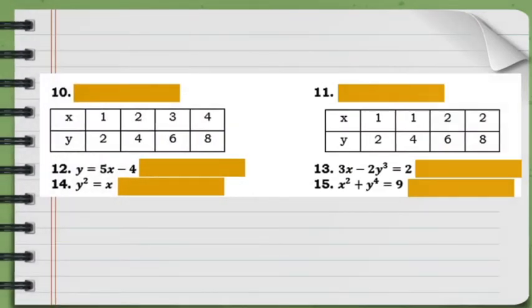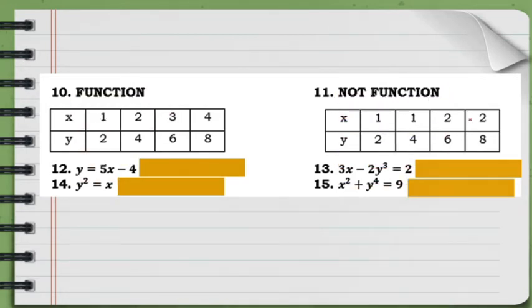Okay, next sa table, number 10. So, ito, yung x natin, 1, 2, 3, 4, function. Dito, naulit ang 1, naulit ang 2, not function.